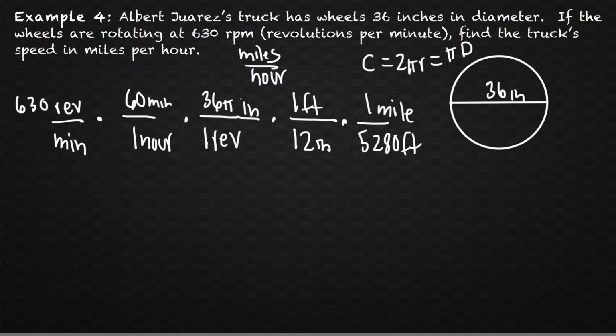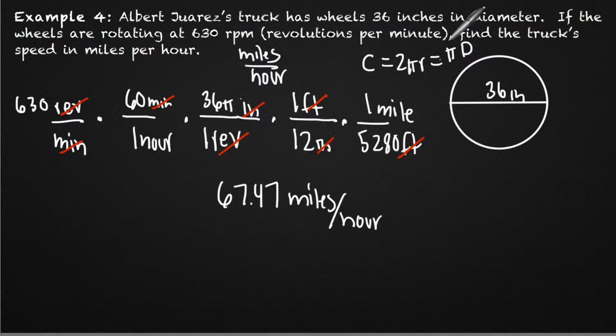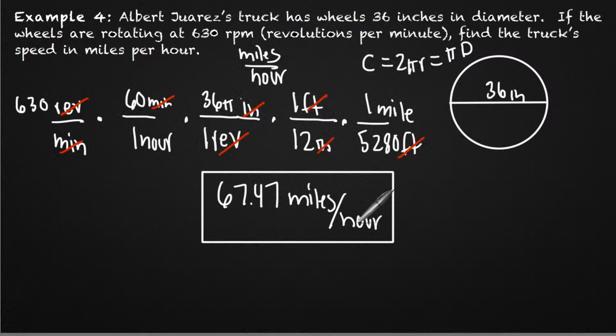All right, now let's see if we've done this correctly. Let's see if our units are going to cancel out. Minutes, gone. Revolutions, gone. Inches, gone. Feet, gone. What's left on the top? Miles. What's left on the bottom? Hours. That's what we want. You multiply all of this out and you will get 67.47 miles per hour. Now make sure that your answer that you write down is a reasonable answer. It actually makes logical sense. If you get an answer of 672 miles per hour for a truck, you've done something drastically wrong.